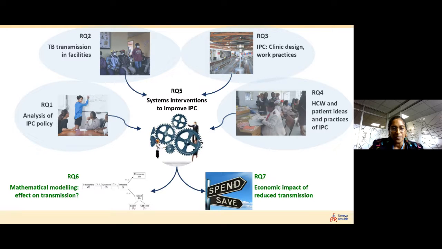That's the work package which uses dynamics modeling techniques to map the dynamics of processes and factors influencing IPC practice and to identify plausible interventions. Mathematical modeling allowed us to estimate the impact of these interventions on TB transmission within facilities, and economic evaluation was conducted to estimate costs and cost effectiveness of the interventions.